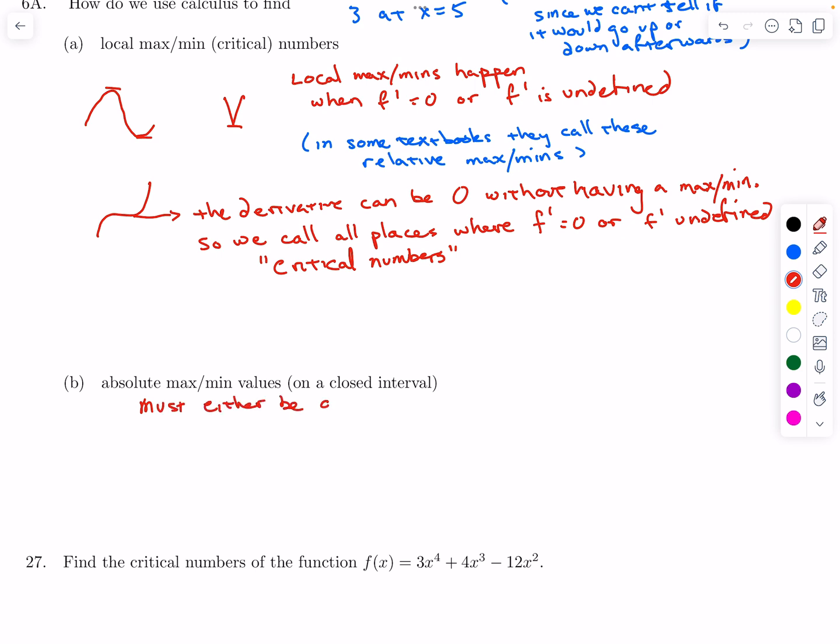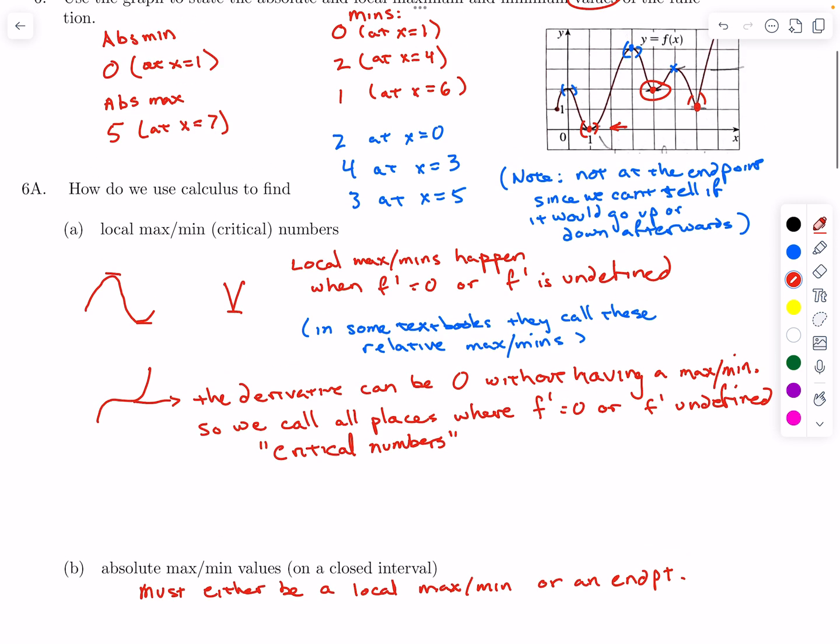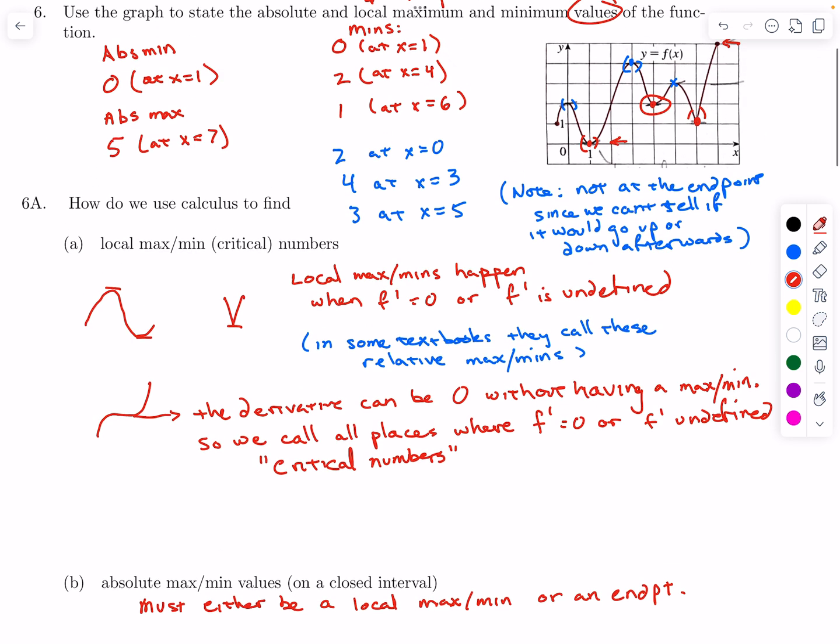Okay, so absolute maxes and mins, the absolute highest point must either be a local or relative or an endpoint. So in the problem at the very top, the absolute max happened at an endpoint and the absolute min happened at a local min.